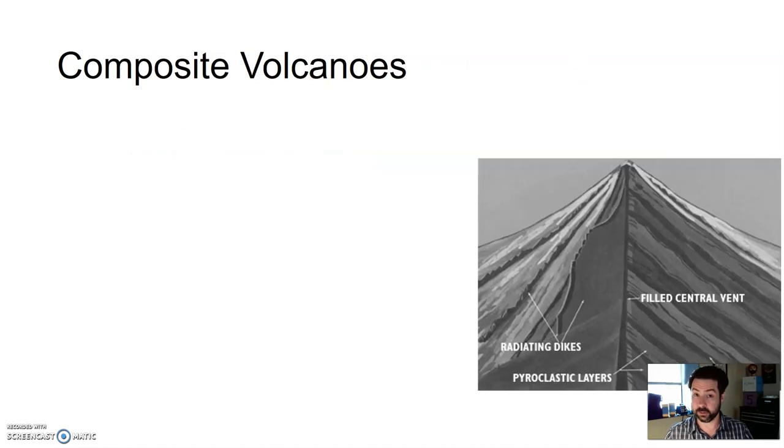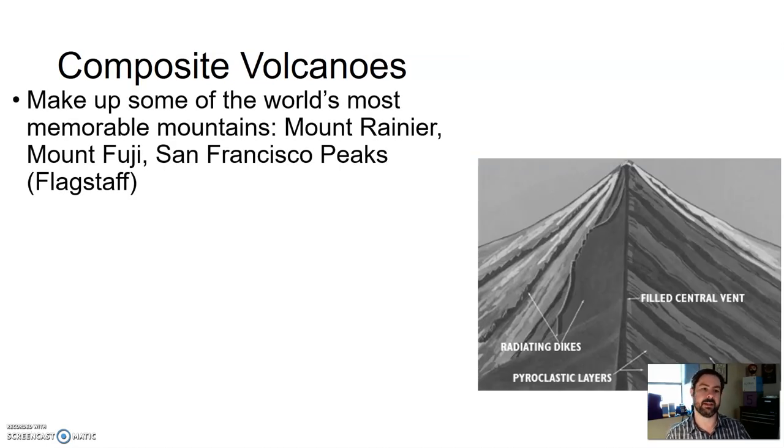All right, so those are cinder cones. Then we have composite volcanoes. Composite volcanoes make up some of the world's most memorable and beautiful mountains. Mount Rainier in Washington, Mount Fuji in Japan, the San Francisco Peaks up in Flagstaff, all composite volcanoes. Mount St. Helens, famous eruption in 1980, composite volcano.